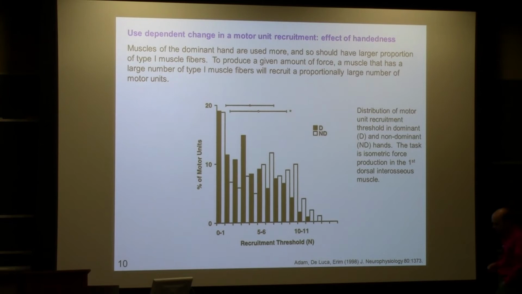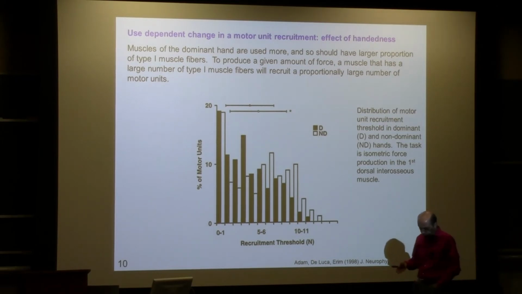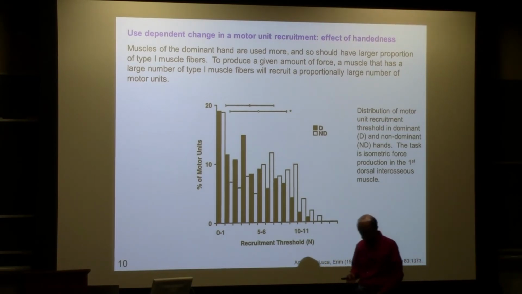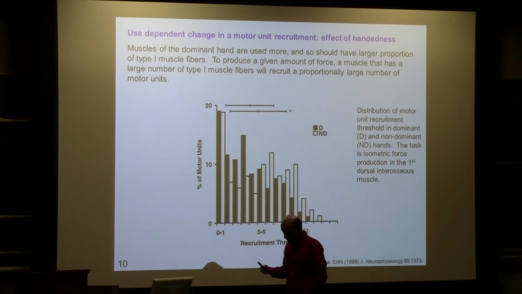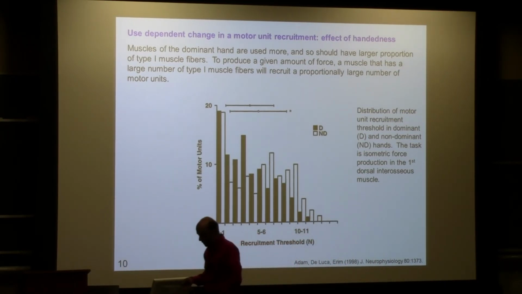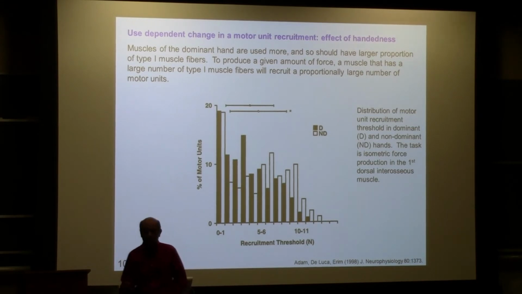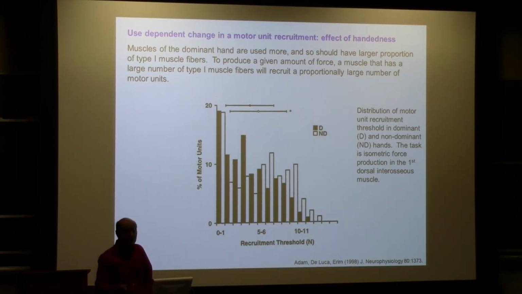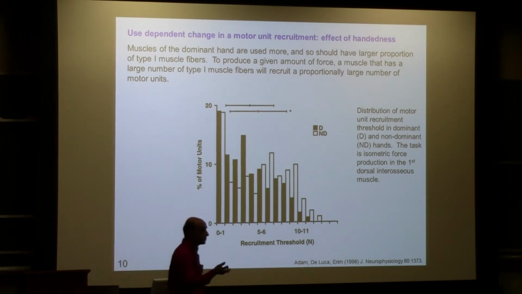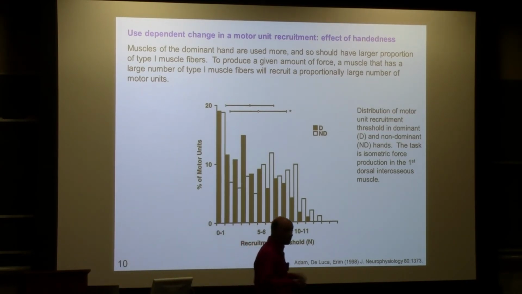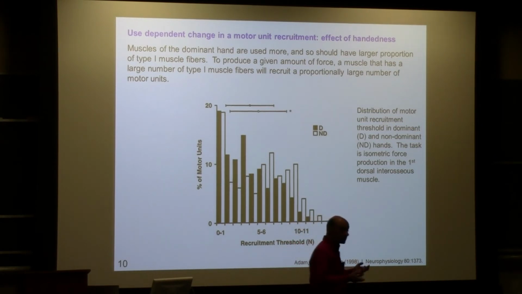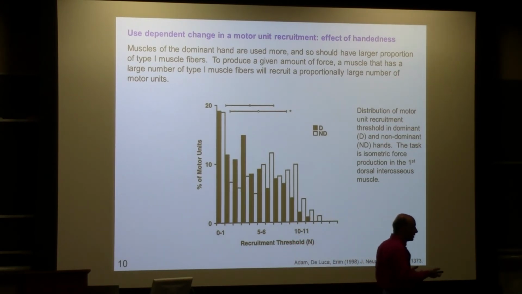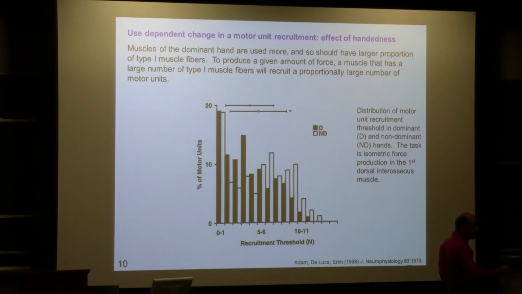All right, so, does use alter the composition of the muscle? Almost all of you are going to be right-handed. A few of you may be left-handed. And so what that means is that your dominant hand, you use it more often than your non-dominant hand. So is the composition of the muscle that makes up your dominant hand different than the one that is your non-dominant hand? And this study measured that. And so how did they do it?